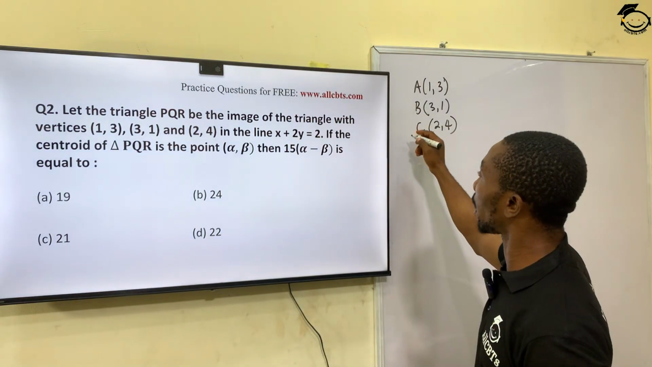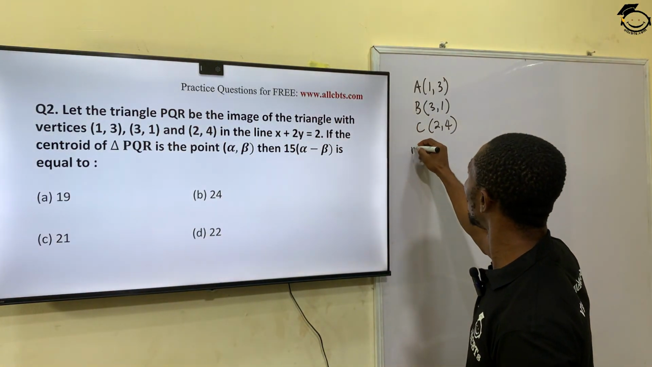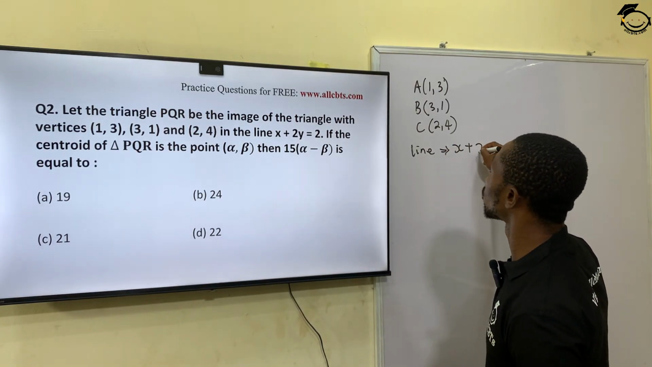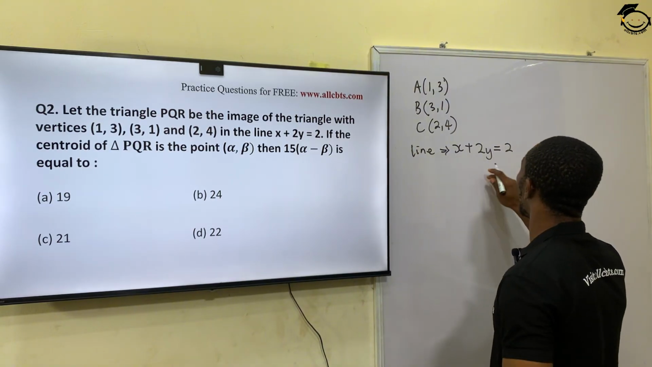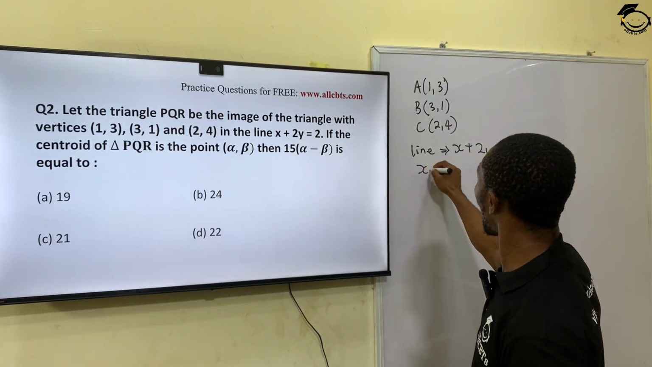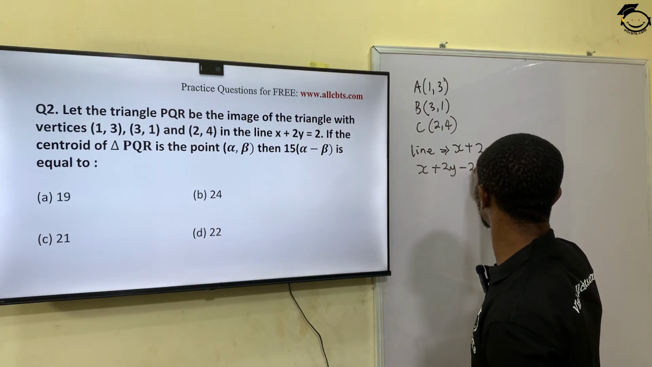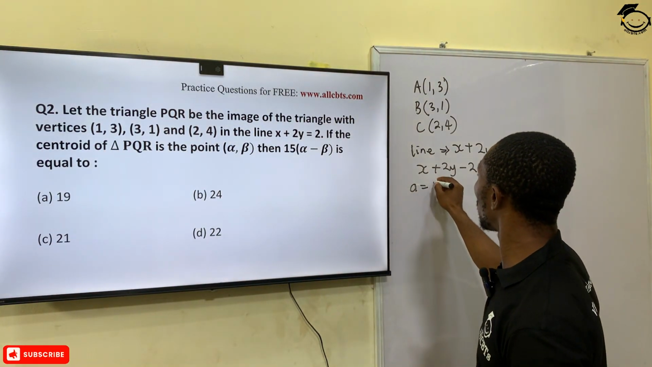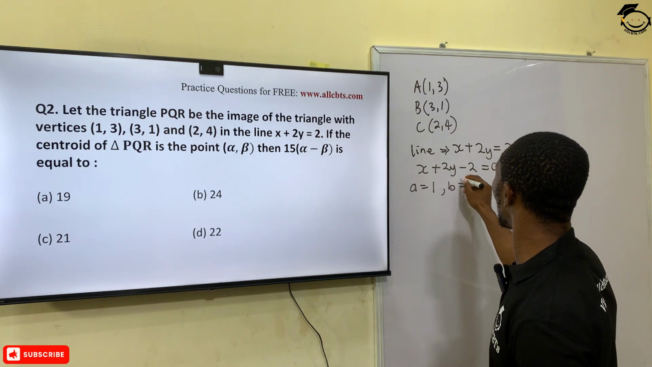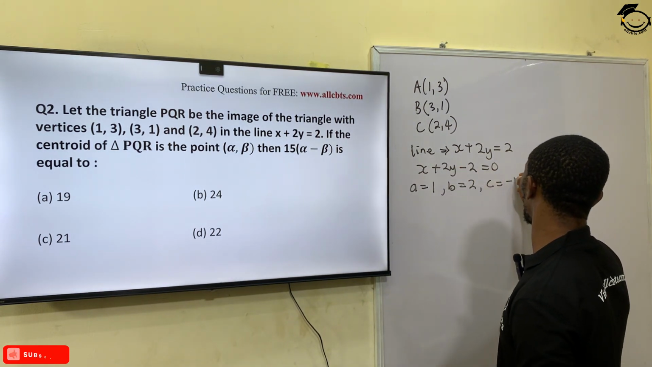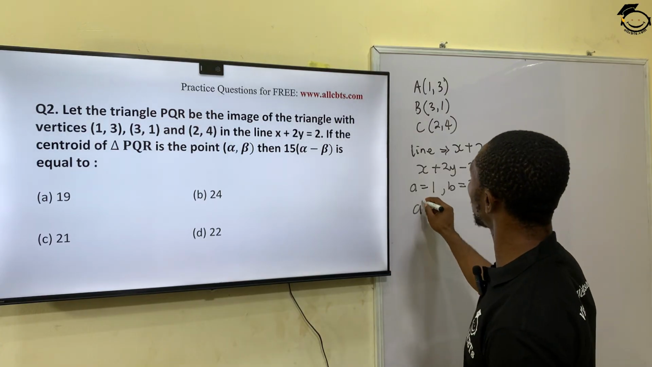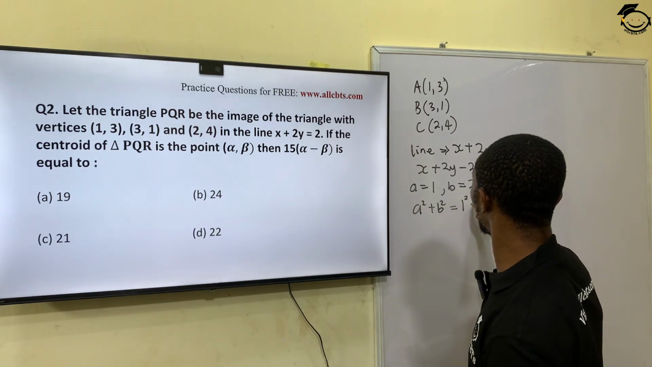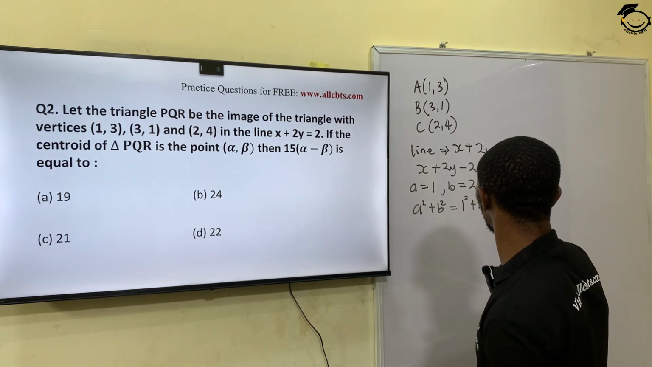Now, our reflected image is on the line, our line of reflection is x plus 2y equals 2. Turning this into an equation, we have x plus 2y minus 2 equals 0. So from here, a equals 1, b equals 2, and c equals minus 2. Now, a squared plus b squared is 1 squared plus 2 squared, which will give us 5.